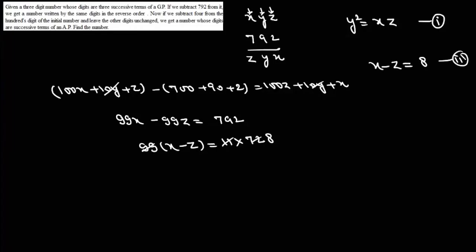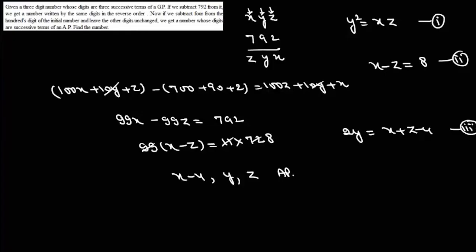Now it says, if we subtract 4 from the hundreds digit of the initial number and leave the other digits unchanged, we get a number whose digits are successive terms of an AP. So we subtract 4 from this hundreds digit, so x minus 4, y and z. Now it says they are in AP. So that means 2y equals x plus z minus 4.